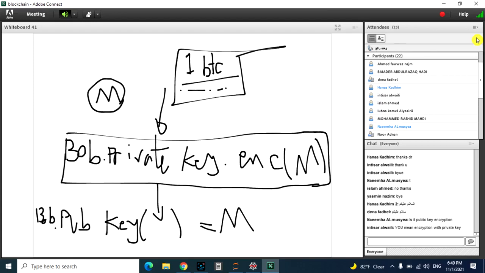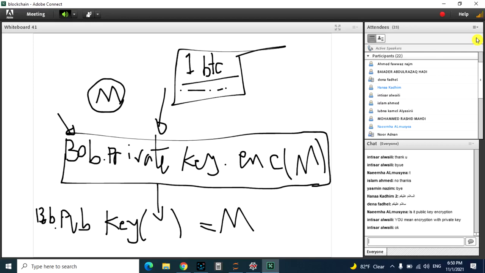Yes, encryption with a private key is called a digital signature. In fact, it's not encryption, because when Bob encrypts a message with his private key, since everybody has his public key, everybody can decrypt this message, so it's not encryption. But what's the application of this method? The application is proving that the sender is Bob.